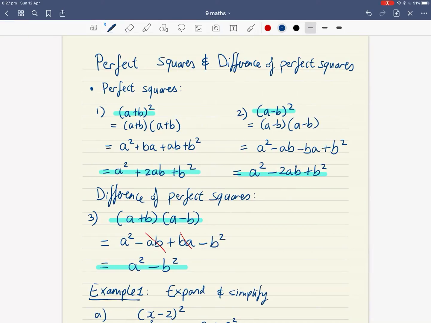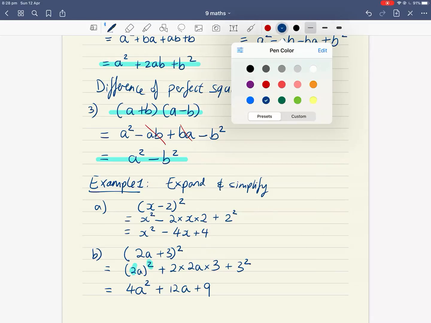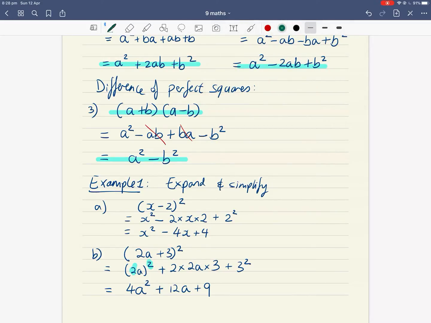So the point of today's lesson is see if you can recognize these expansion patterns of a plus b all squared, a minus b all squared, or a plus b times a minus b, where the signs are opposite to each other, but the first is the same and the second item is the same. Now, because you're in year 9, if you're a little stuck in memorizing these patterns, it's still okay to use the FOIL method to answer A, B, and C in this example.